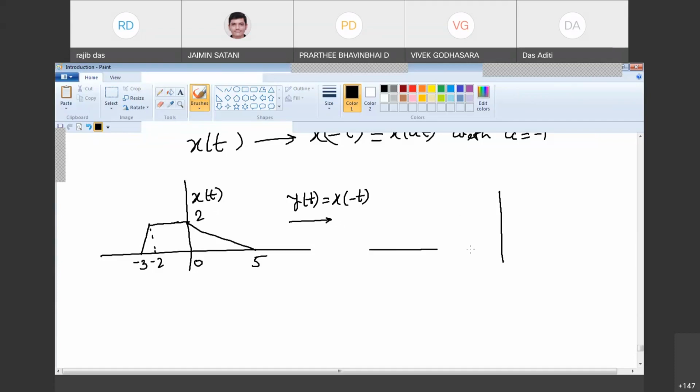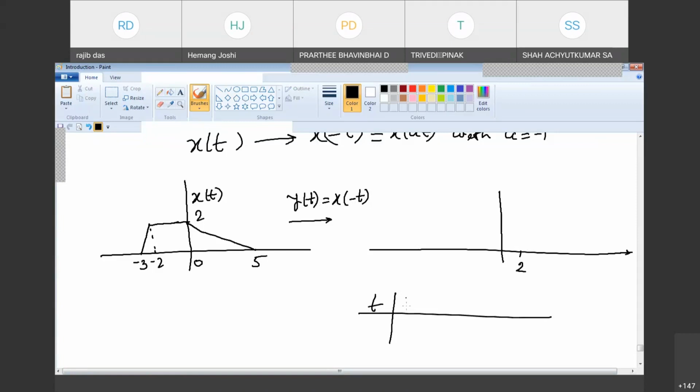What is the shape? It would flip along the y-axis. So we will get the reflection of the graph about the y-axis. It will be like a mirror image with respect to the y-axis. Exactly. So see, if I consider t equals 2, suppose, then at y of 2, this is the 2. So here I should get y of 2. This is the x of t, and this is the y of t, which is nothing but x of minus t.